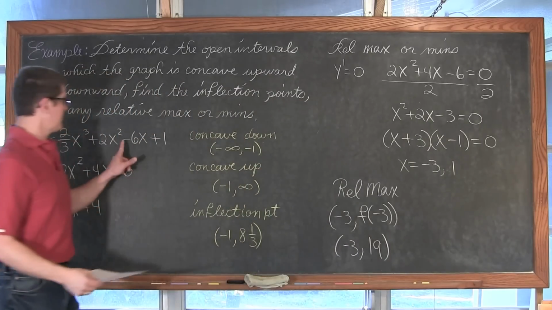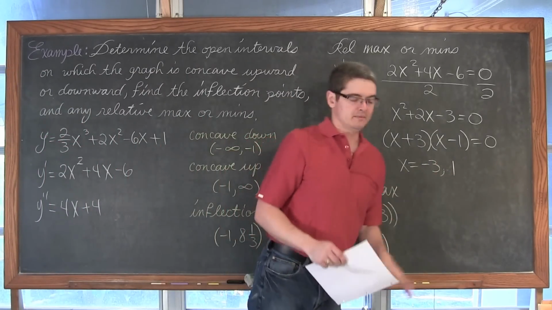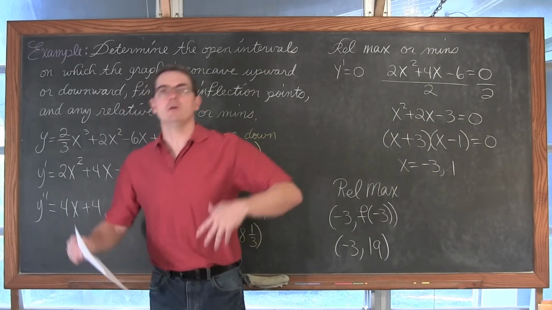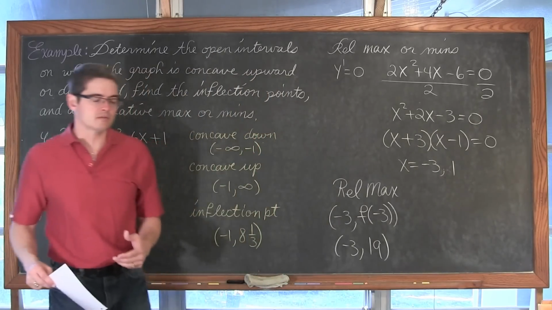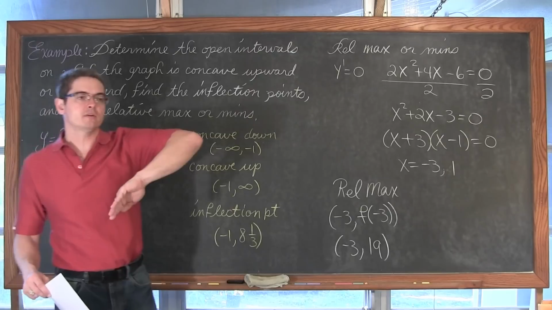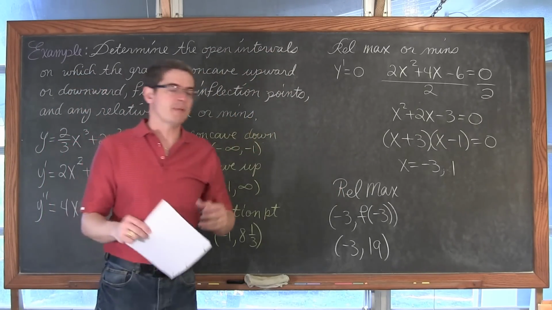Now remember, I'm plugging that negative 3 back into the original function. Okay, my other critical value is at 1. Well, again, the second derivative test says where the first derivative is equal to 0, if the second derivative is positive, then we have a relative minimum. If the second derivative is negative, so it's concave down, we have a relative maximum.